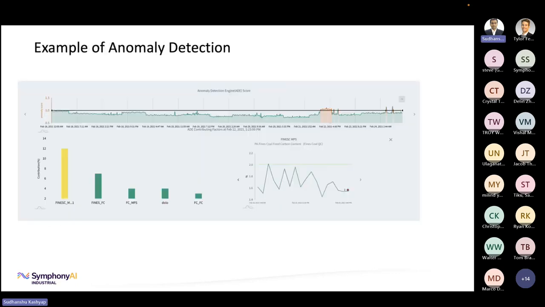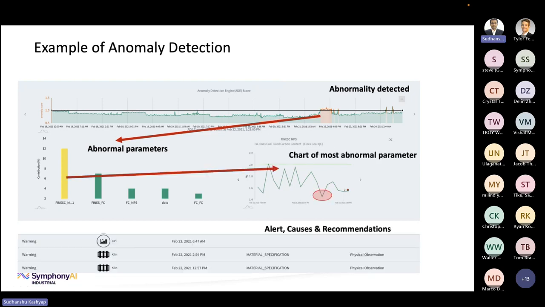So here is an example where the plant is running fine, and then we see an anomaly being developed here, and we could see what the parameters causing this anomaly are. The fines, what you see here, is one of the major contributors, and you can also see on the right side here that fines percentage dropped in this case, and that's what is causing the anomaly. And it could generate these kinds of warnings, alerts, and give causes and recommendations as well, which could help mitigate the problems.